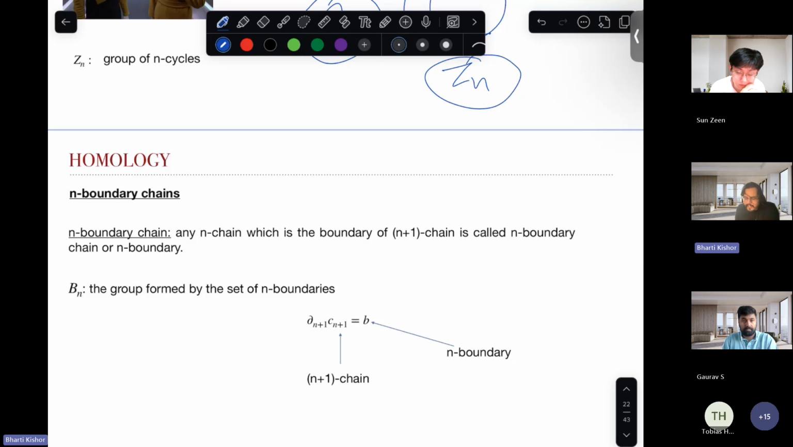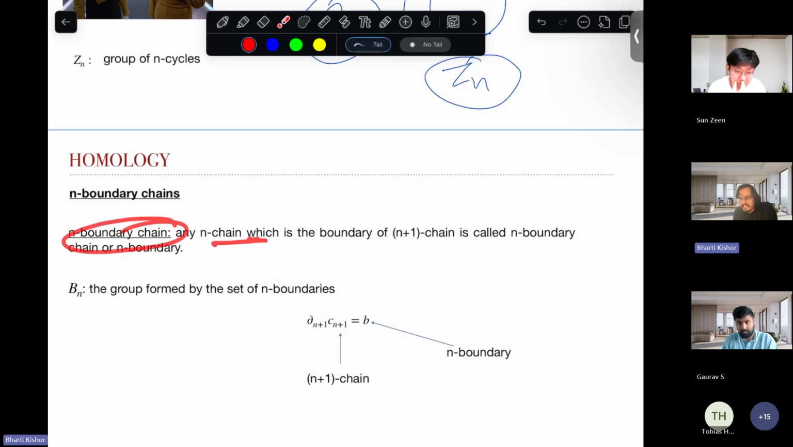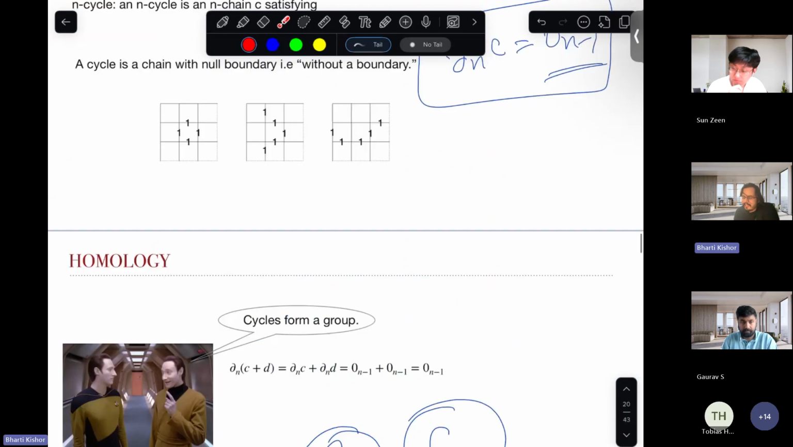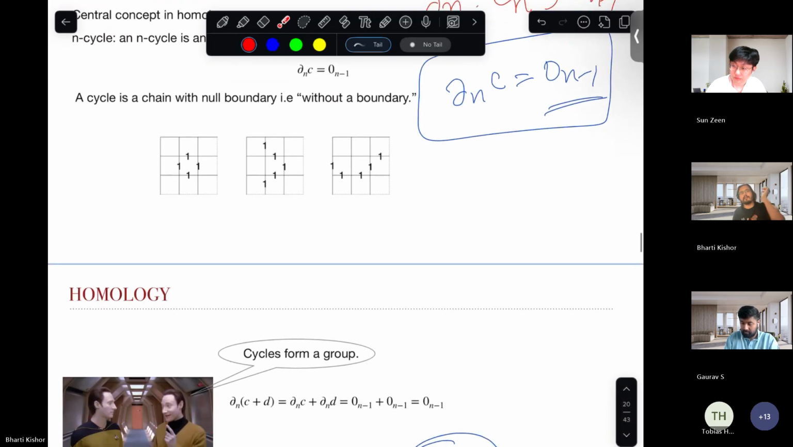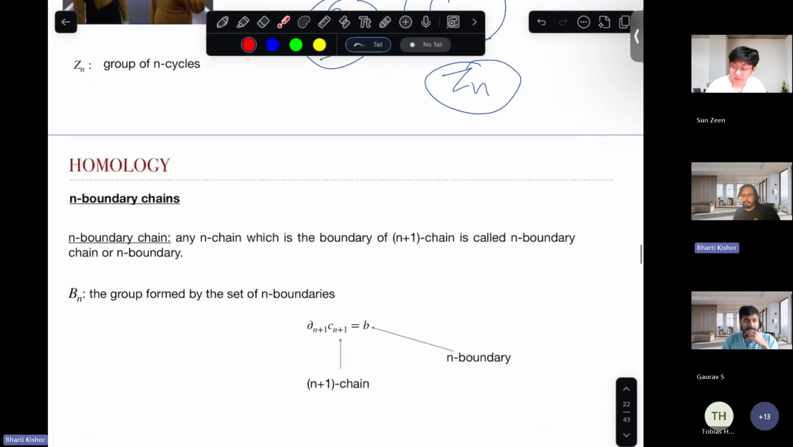So finally, we are coming up with this thing called boundary chain. You can think of an n boundary chain as the image of the n plus 1 boundary operator. So an n boundary chain is any n chain which is the boundary of an n plus 1 chain. So you start with a chain, you act with the boundary operator. Obviously, if it's a cycle, then you get 0. But in general, that may not be the case. And you can think of a boundary chain as the image of the delta n operator.